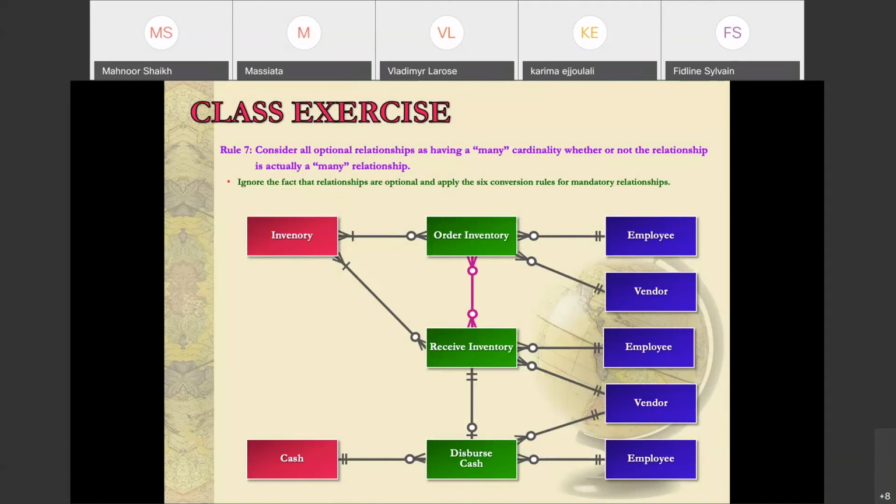Yes. Okay. All the optional, rule number 7, all the optional is treated as many cardinality, whether or not the relationship is actually a many relationship. Right? Why do we do that? Because we don't want the empty, the null entry in the database, because we don't know whether the value is missing or not, right? This is the principle that we taught previously.